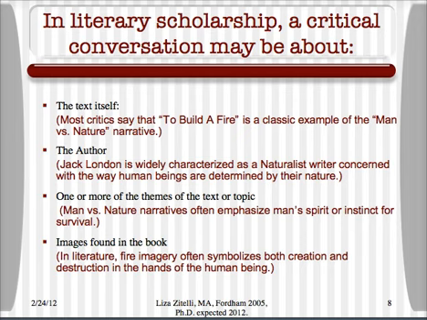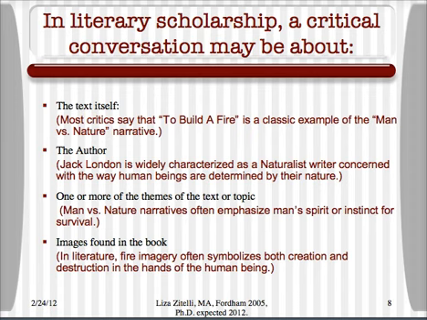In literary scholarship, a critical conversation may be about the text itself. For example, most critics say that To Build a Fire is a classic example of the man versus nature narrative. It could be about the author of the text. Jack London is widely characterized as a naturalist writer concerned with the way human beings are determined by their nature. Or it could be about one or more of the themes of your text or your topic. Man versus nature narratives often emphasize man's spirit or instinct for survival. It could be about images found in the book. In literature, fire imagery often symbolizes both creation and destruction in the hands of the human being.